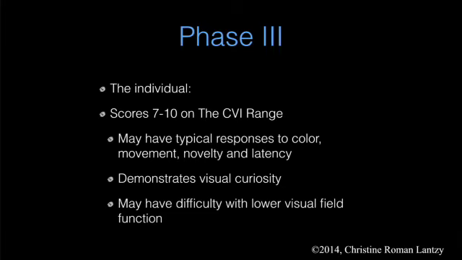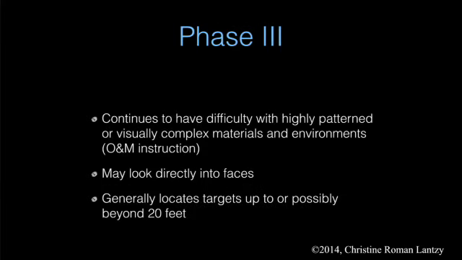Some of the other characteristics like complexity and novelty have resolved to the point where the child actually notices something unique in a room. Lower visual field function is often still a great difficulty. Many children in phase 3 CVI require orientation and mobility because of their difficulty with fields and complexity and distance viewing. The child in phase 3 might look directly into faces now, even with eye-to-eye contact, and can often locate targets up to and sometimes even beyond 20 feet.